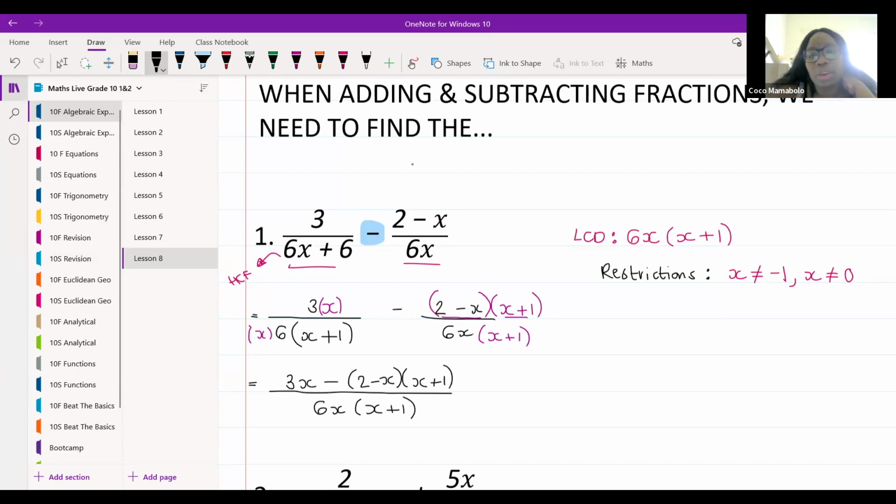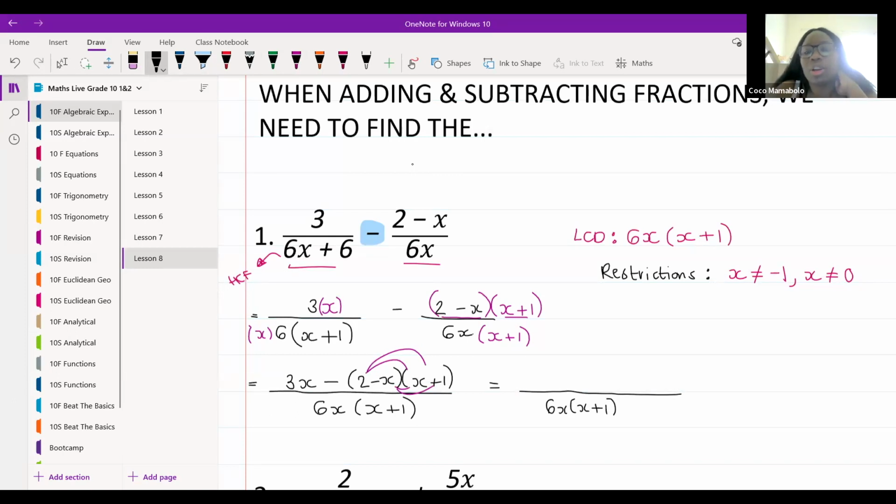Now we know over here we have to FOIL. So let's all do FOIL. Okay, we're going to do first, outer, inner, last. Okay, we're going to leave the 3x alone. The 3x didn't do anything. And the denominator is also the same. 6x, open bracket X plus 1.